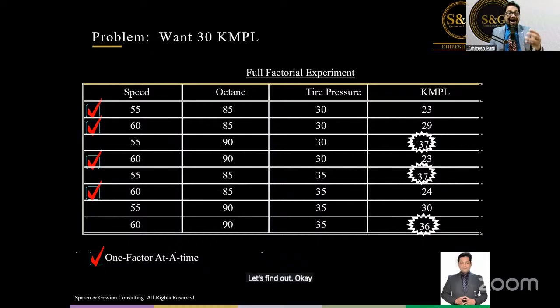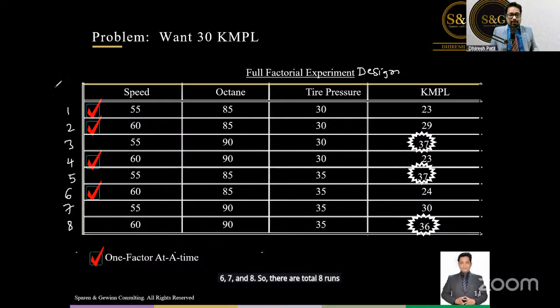So this full potential is called a full factorial experiment or full factorial design. Full factorial design. And how can we find out how many runs there will be? What is a run? This is 1, 2, 3, 4, 5, 6, 7 and 8. So there are a total of 8 runs here. They are called runs.